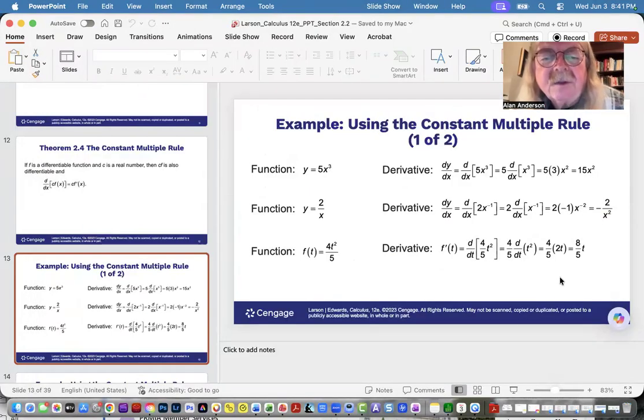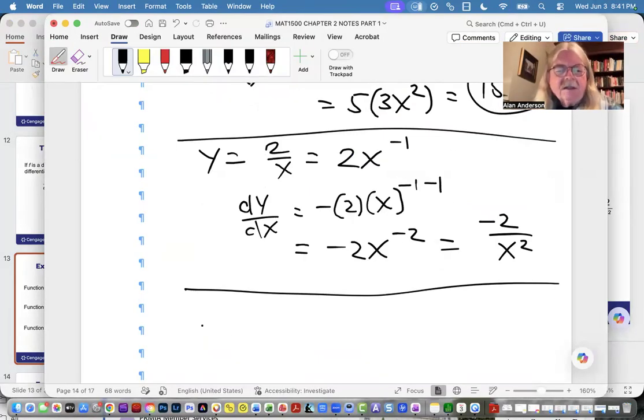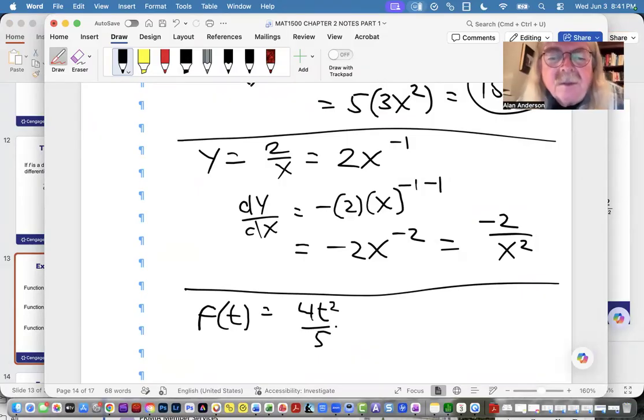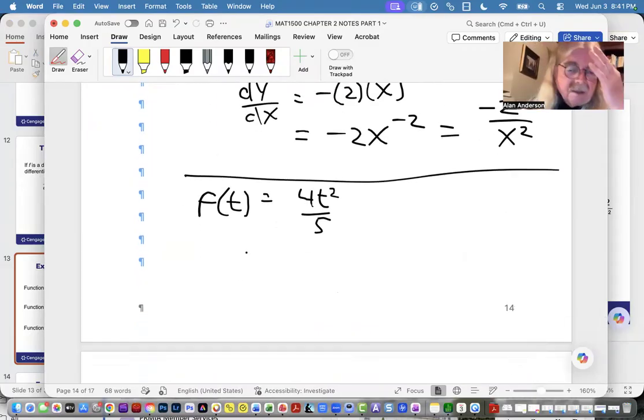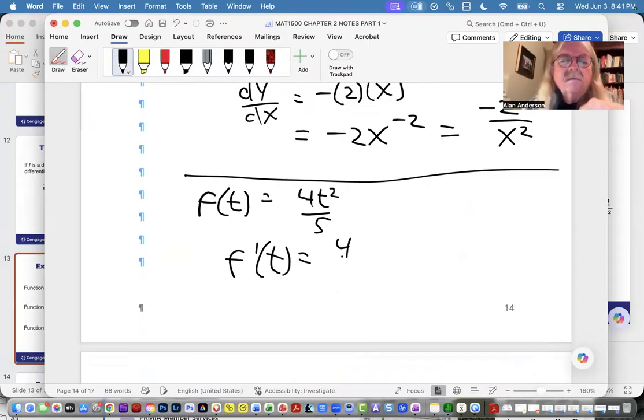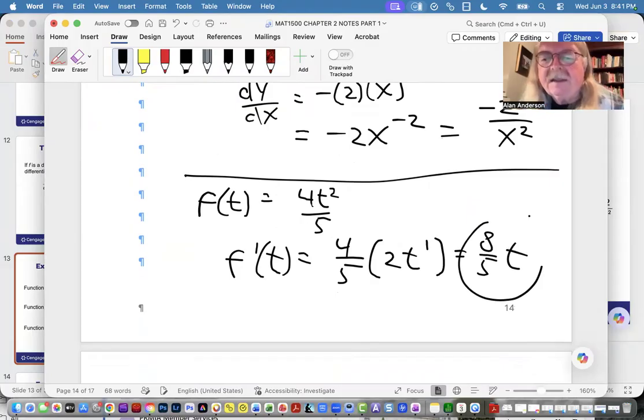And then what about this one? F of t, I said I'd like to change the letter sometimes. 4t squared over 5. So 4/5, of course, is a constant, and we can apply the power rule, and the constant stays outside. Now, of course, t to the first is just t, so we'll just leave it like this. Okay.